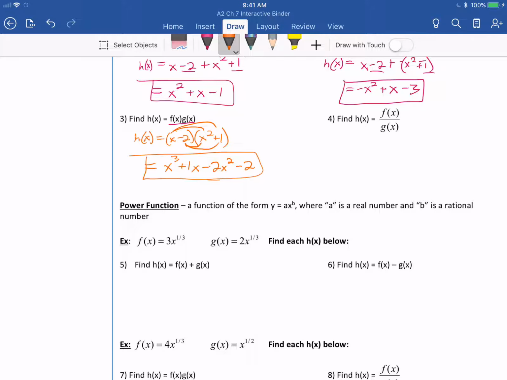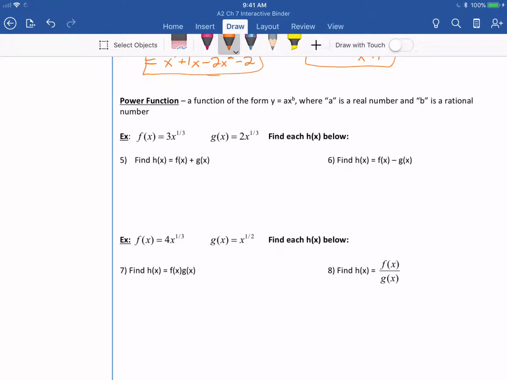All right, the easiest one most of the time is the dividing. So h of x is equal to f of x, which is x minus 2, divided by that x squared plus 1. And for right now, you don't have to do anything more with those. That is just simplified there. You just toss them in and you're done.